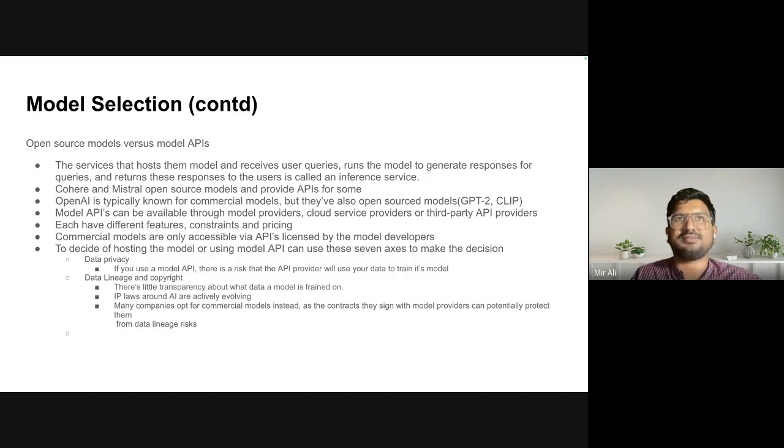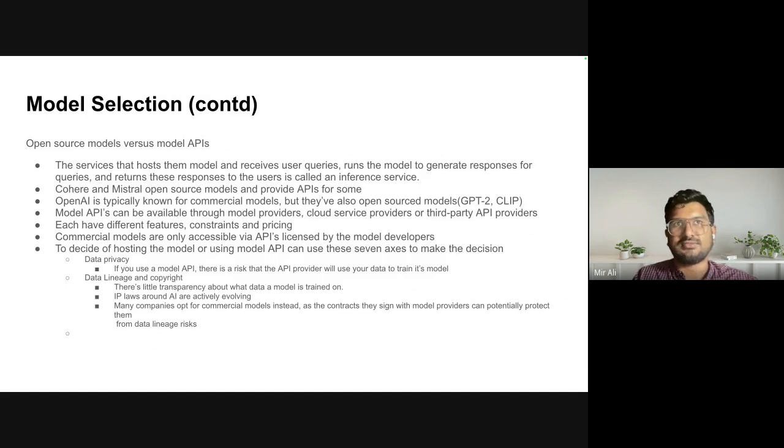Model APIs can be available through model providers, cloud service providers, or third-party providers. An example is GPT-4, which we could get from the API of OpenAI, and we could even get it through the cloud, that is Azure GPT-4. And we can even have third-party API providers for other open source models. They each have different features, constraints, and pricing, and based on our requirements we can select them. But commercial models are only accessible via APIs licensed by the model developers.